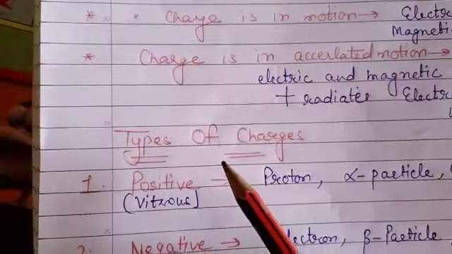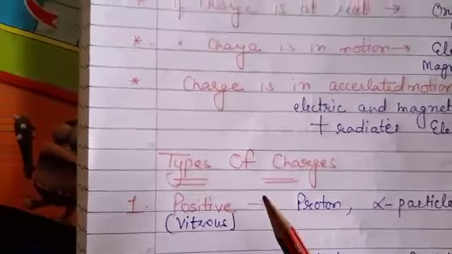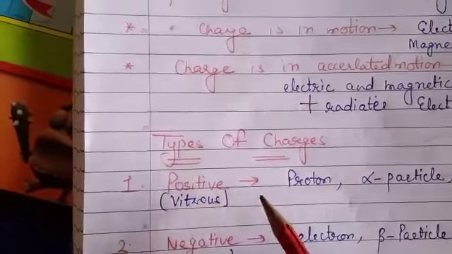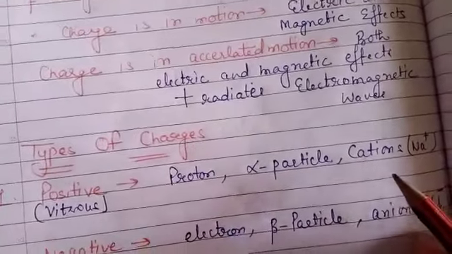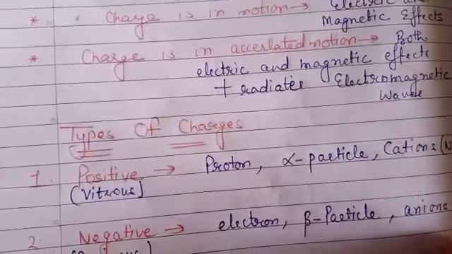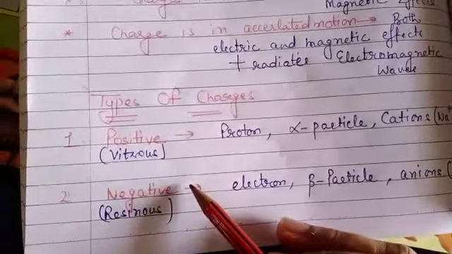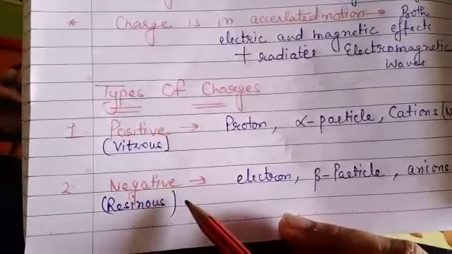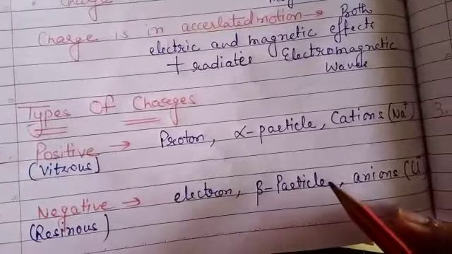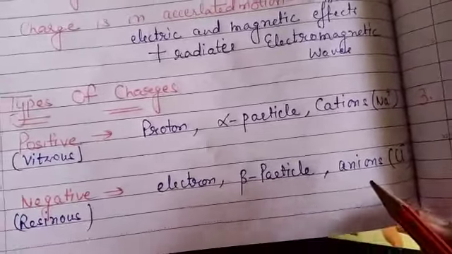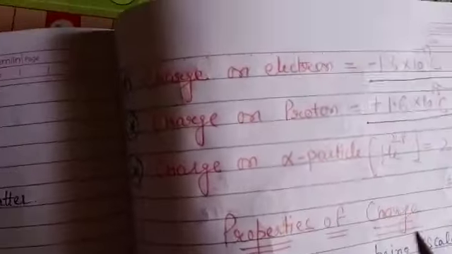Then further, let's talk about what are the types of charges. Its first type is positive charge. Positive charge is also called vitreous charge. Protons, alpha particles, cations, all contain positive charge. Negative charge, its second name is resinous charge. And electrons, beta particles, anions contain negative charge.